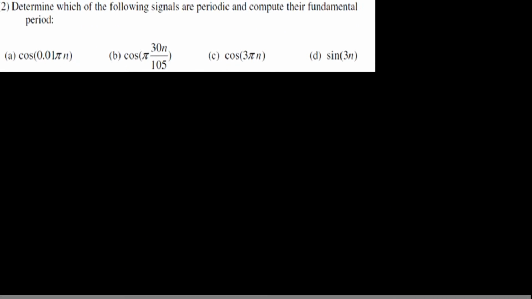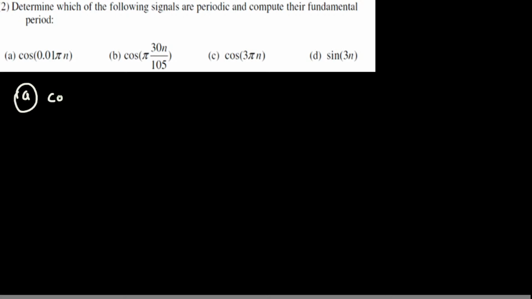Let's look at this problem right here. This question is asking, determine which of the following signals are periodic and compute their fundamental period. Here we have different signals provided to us. We have to find out whether it's periodic, and if it's periodic, what is the fundamental period. Now let's look at the A part of this.